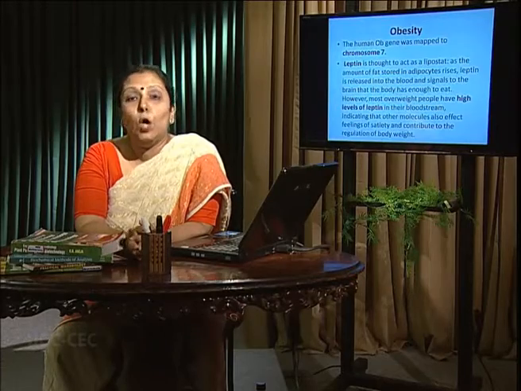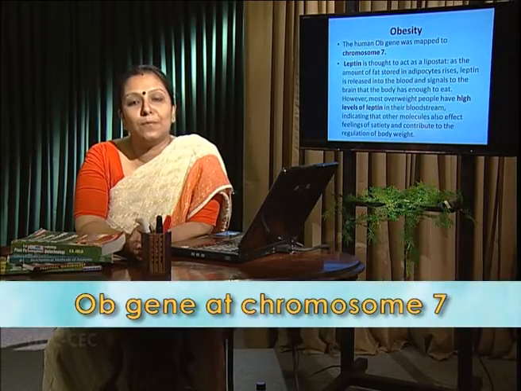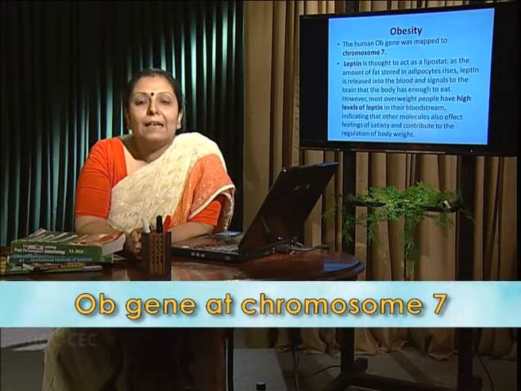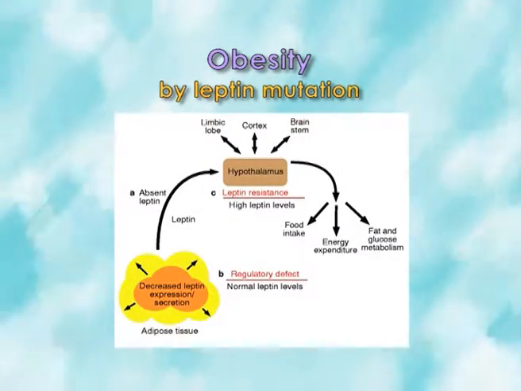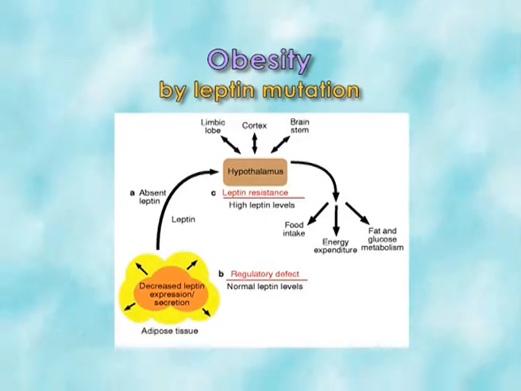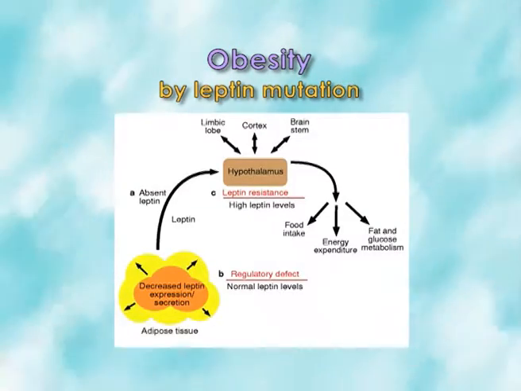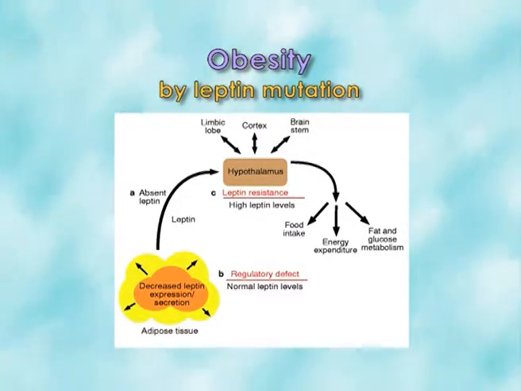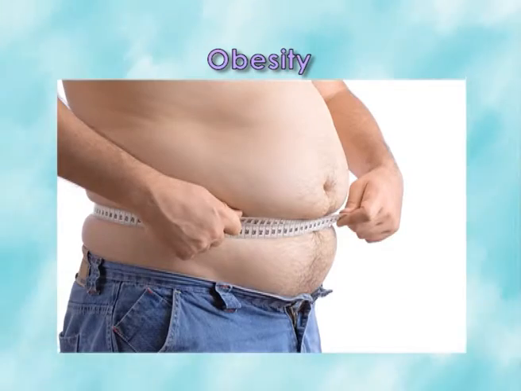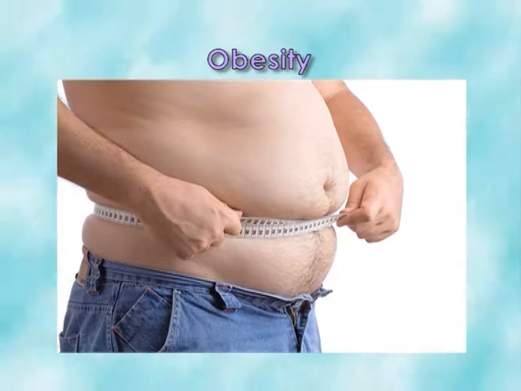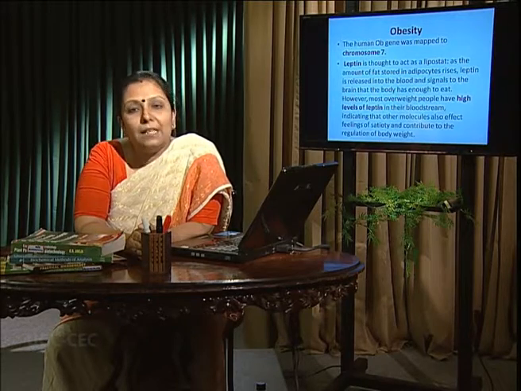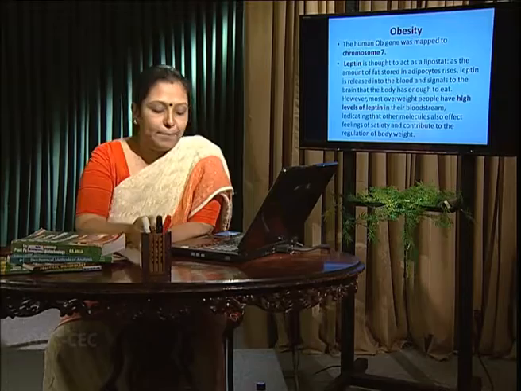Next, obesity. Obesity is controlled by chromosome number 7, the OB gene. It gives rise to leptin. Leptin is a lipostat. When the fats are getting deposited over adipocyte tissues, leptins are coming out to the blood and give a signal to the brain that the body has enough to eat. So then, by satiety of other molecules, the obesity is getting controlled. If it is getting mutated, uncontrolled obesity happens.